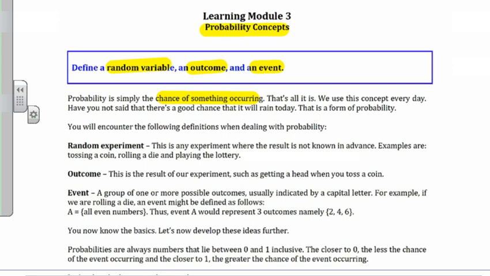Some definitions. When I deal with probability, we deal with the following definitions. Number 1, a random experiment. Why is it random? Of course, we know it's random because we don't know the results before we enter into the experiment. The result is not known in advance. The outcome is the result of my experiment. For example, when I flip a coin, it's either going to be heads or tails. That's the outcome. And an event is a group of one or more possible outcomes.